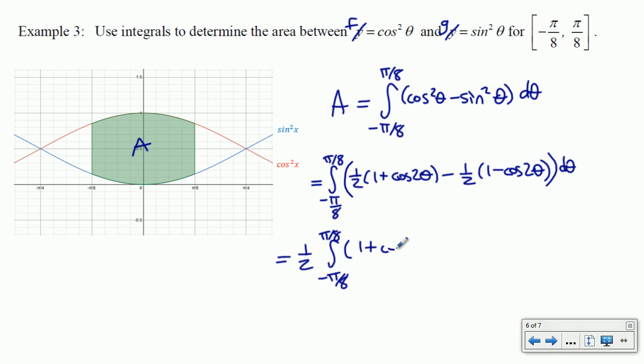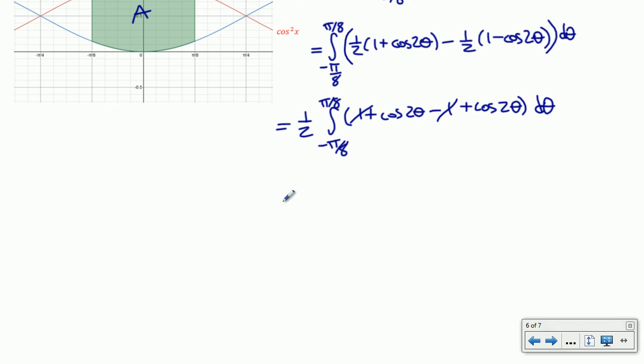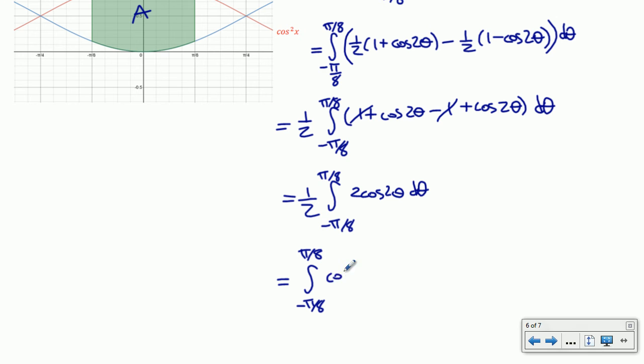So we have 1 plus cos 2 theta minus 1 plus cos 2 theta d theta, and 1 minus 1 is 0, and we have 2 cos 2 theta. So next we'll have 1/2 times 2 cos 2 theta d theta, which would simplify further. We can pull the 2 out, so now we'll have negative pi over 8 to pi over 8 cos 2 theta d theta.